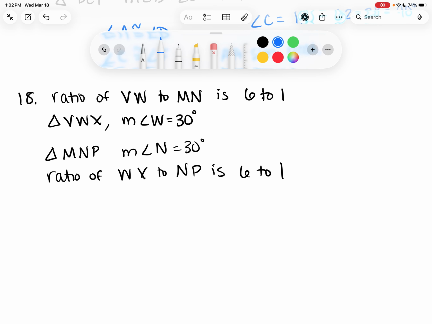So what this tells me, if VW to MN and WX to NP are both 6:1, okay, that tells me that the VWX triangle is 6 times as big as MNP. Okay, so I'm going to make a semi-large triangle and then a relatively small triangle just for the visual for myself. I'm going to do VWX like this and MNP like this. And I know that W and N are both 30 degrees, so I'm going to mark those as congruent.